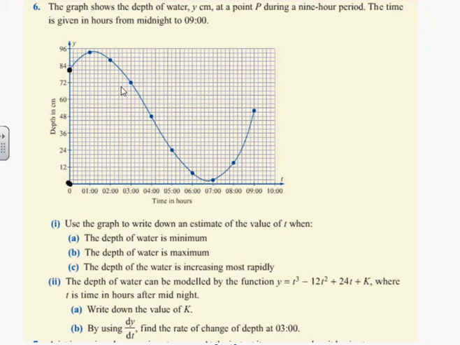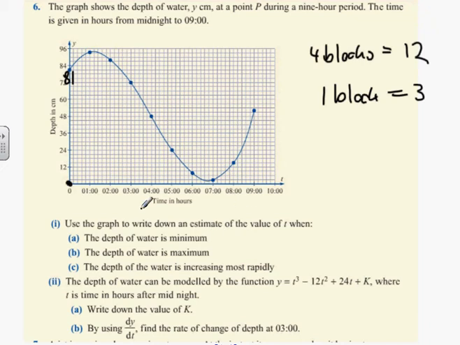Can anybody in the class tell me how many blocks are there in between each one? There seems to be 4 blocks. So 4 blocks is worth 12. So if 4 blocks is worth 12, 1 block is worth 3. Now this one is 1 block short of 84, which means that it starts off at 81.